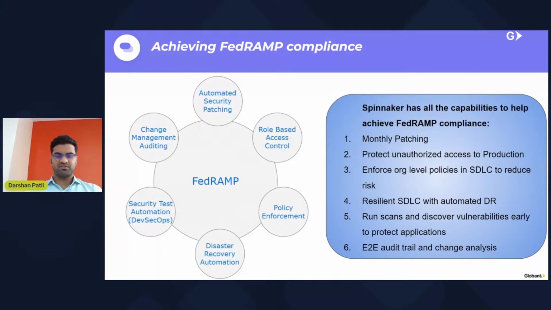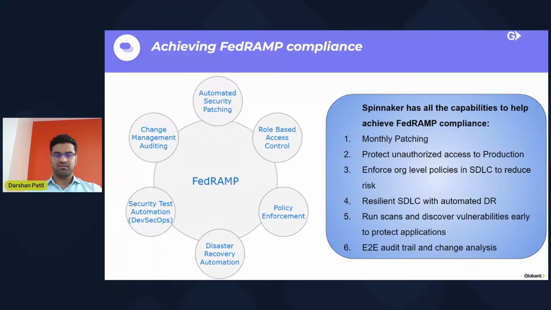FedRAMP requires that you should be able to scan your environment or scan your images well ahead before it goes live. Spinnaker has that functionality. In Spinnaker, you can have a stage where you can run a scan on your images, or run a scan or test on your application, and before go live or before cutover, you can always take a decision on whether you need to go live or not.